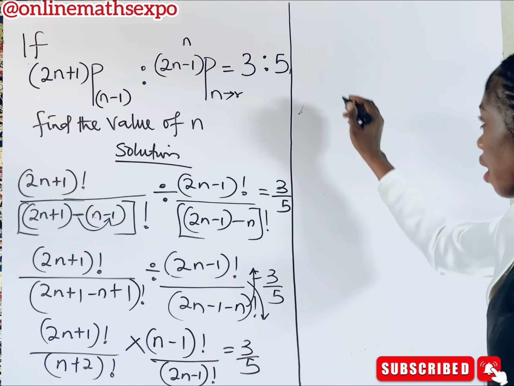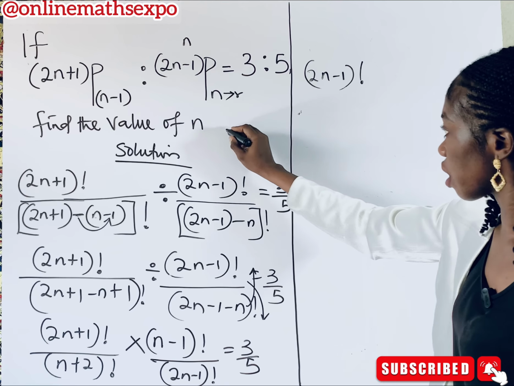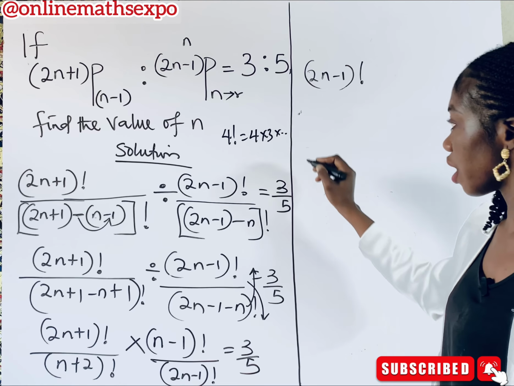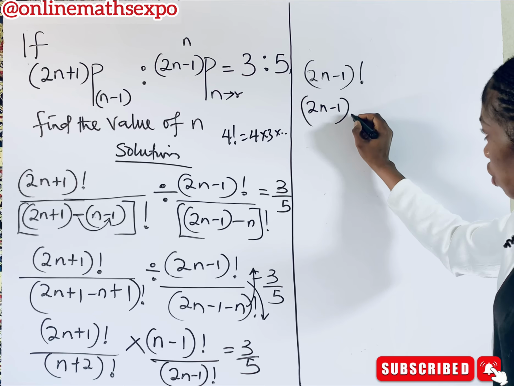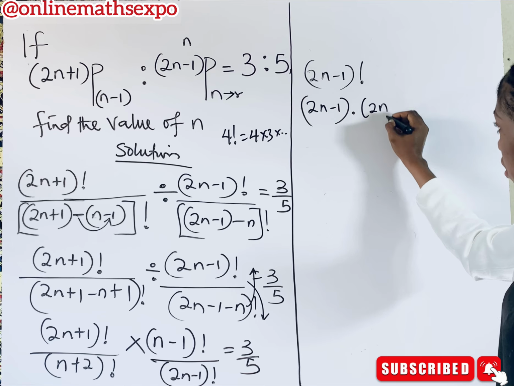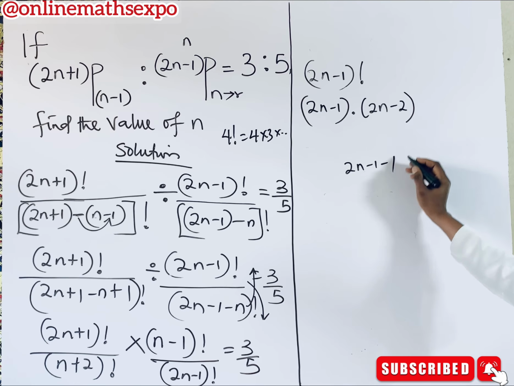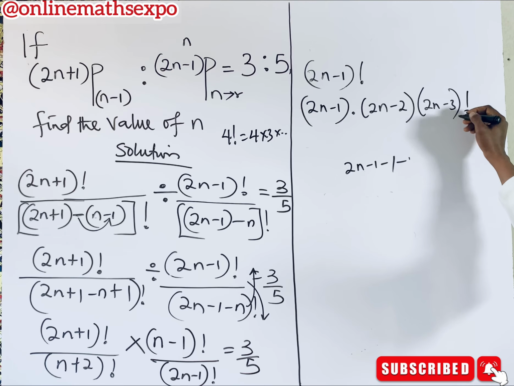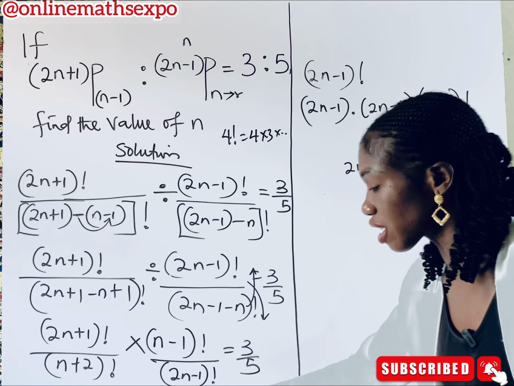Now let's check for 2n minus 1 factorial. If you are decreasing it, remember we said 4 factorial is 4 times 3, you keep decreasing, okay? So this will give us 2n minus 1, the first number. You decrease it, you have 2n minus 1 decreased by 1, which gives us 2n minus 2. If you decrease by 1 again, you have 2n minus 3. You see, you are moving away from a number that will be similar to this. So in that case, it means this cannot go.